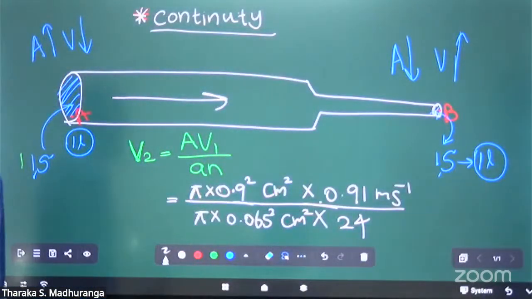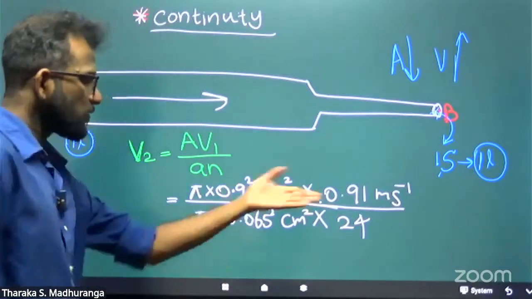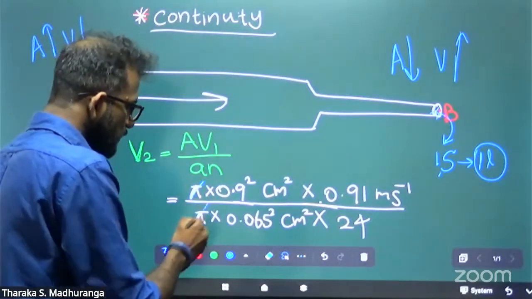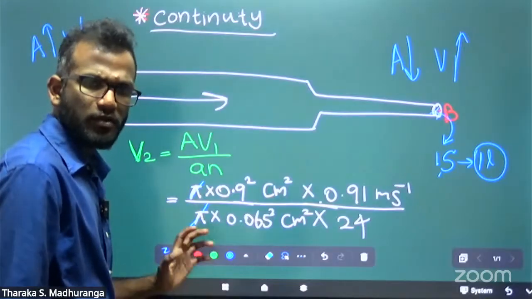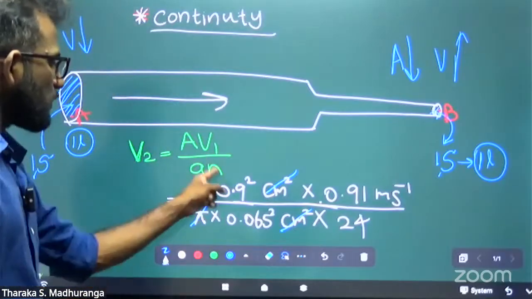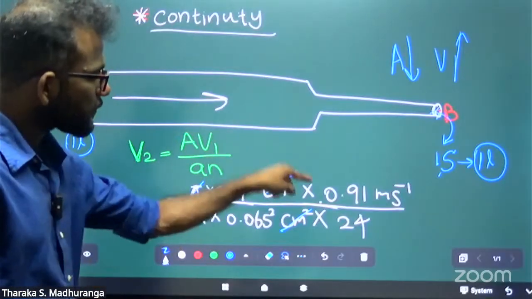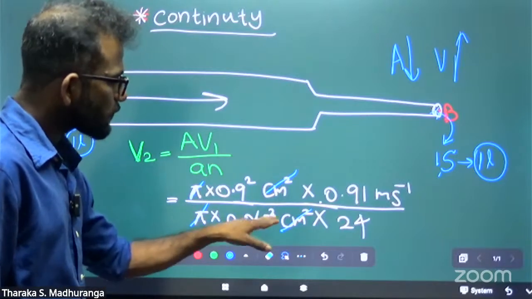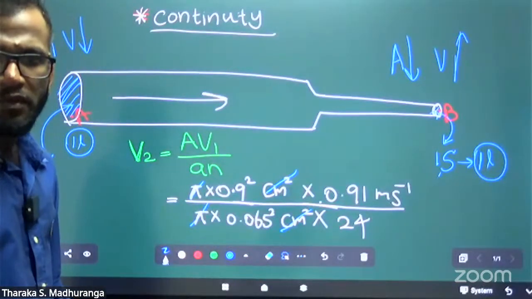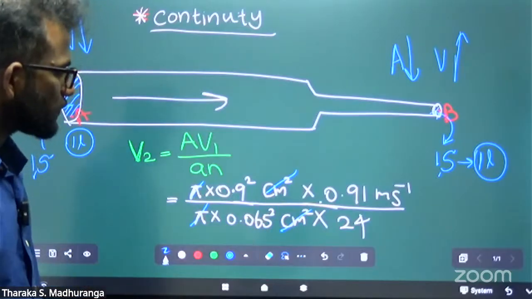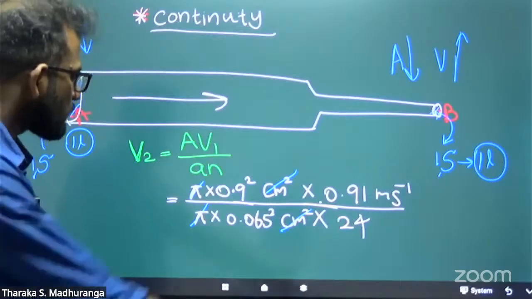Okay, this is the expression. You can cancel out pi with pi. These cancelled parts, you don't need to multiply, you can cancel out. Centimeter squared cancels out. 0.95 squared you can multiply with 0.91 and divide by 0.065 squared into 24. Using a calculator you can get the answer within a few seconds. Get the answer with calculation and send me.